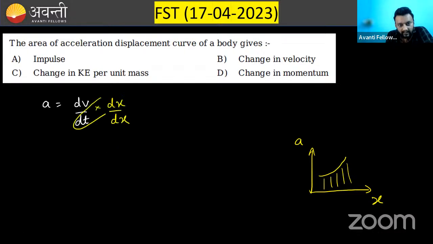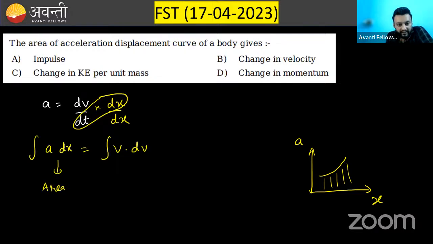If I say dx over dt is what? V, velocity, rate of change of position is what? Velocity. This has become area. Now, if I integrate it, it will become area under the acceleration displacement graph. So this is the area.